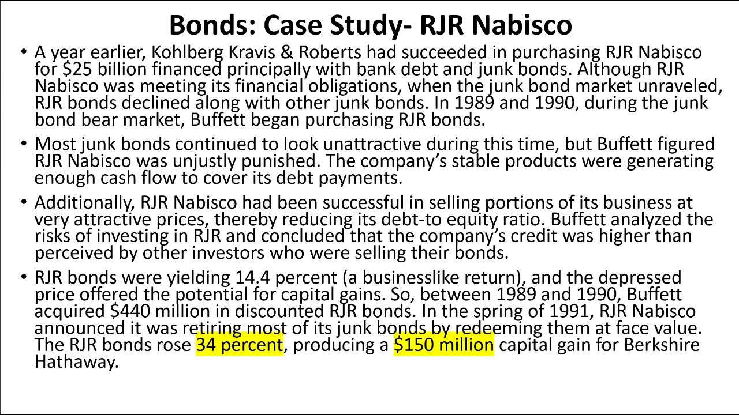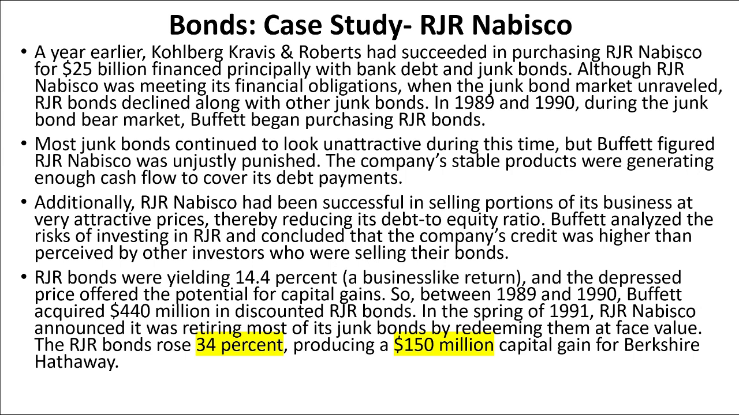Generally, as we have discussed, they will be issued at a face value. However, because many of the peers in that particular group failed to succeed or defaulted, naturally the RJR Nabisco ratings also fell down, and it was badly hit. That is the time Warren Buffett realized that it is an opportunity, and he kept on acquiring 440 million of discounted RJR bonds.